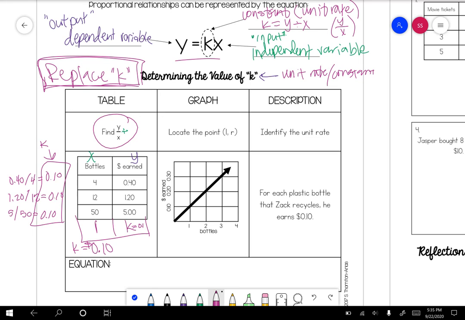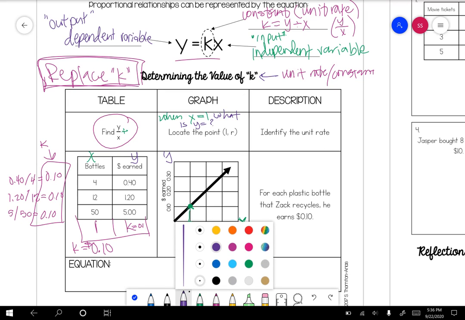Now the graph, we just talked about this one. We're going to look for when x equals 1, what is y equal to? If we look at our graph here, X is your horizontal axis. Y is your vertical. Remember, the wall depends on the floor. Now we look for when x equals 1, what is y? We go up from there till we hit the line. We're lucky because it's right on the line. So it's perfect.